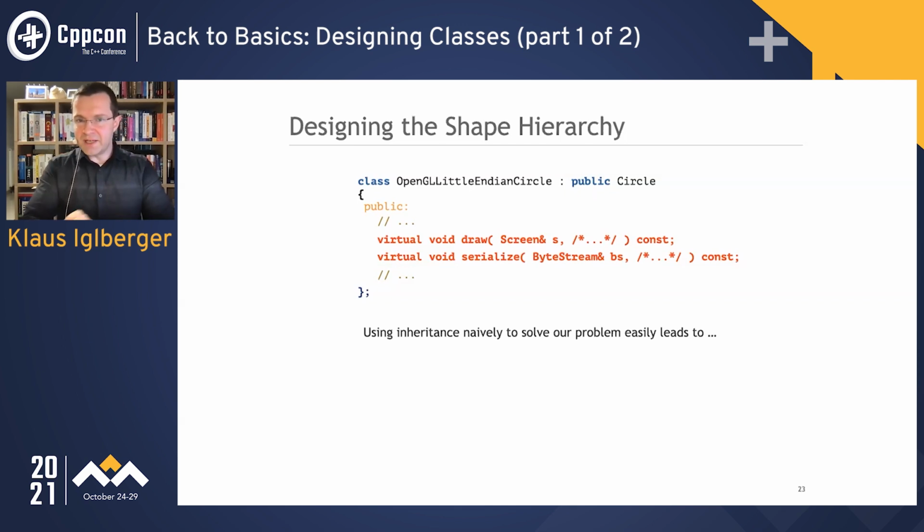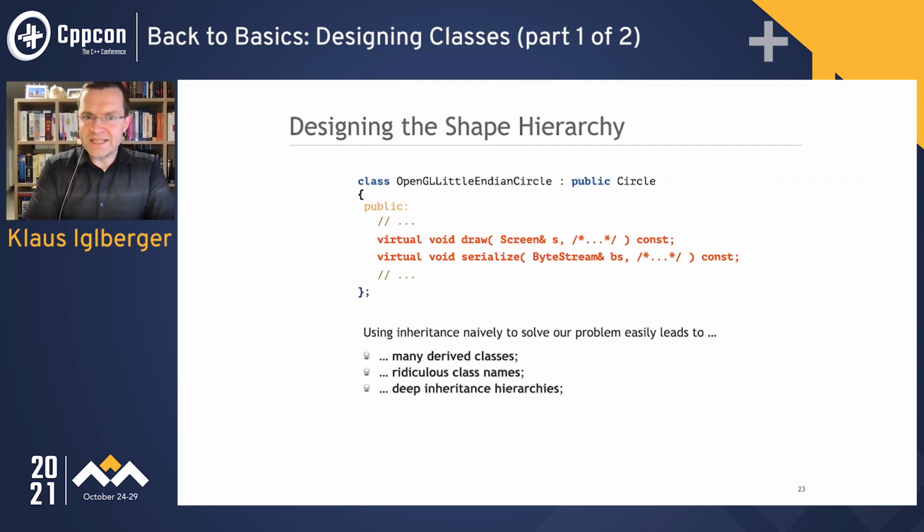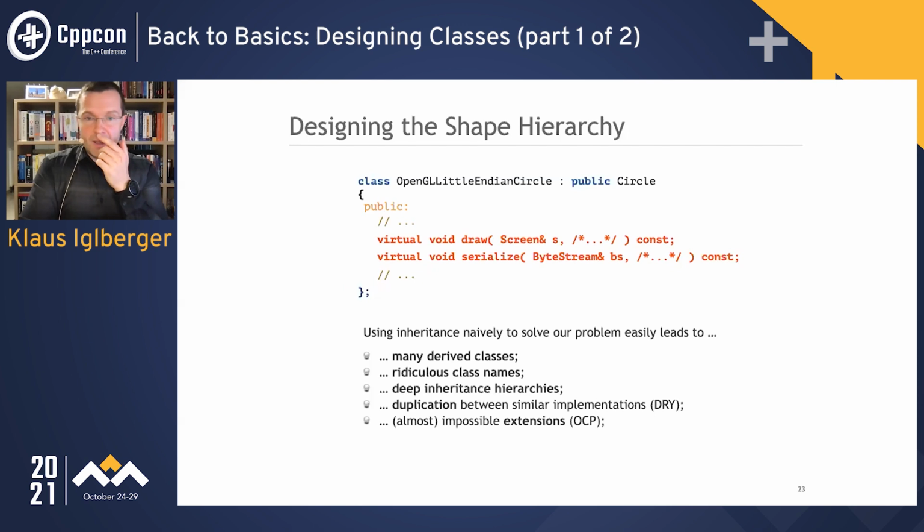So if you use inheritance naively to solve the problem, this very quickly leads to many derived classes. Very quickly, nobody really understands anymore what is happening. And look at the class names alone. Yeah, they're ridiculous. OpenGL little endian circle. There are also very deep inheritance hierarchies. Again, something that is hard to understand, definitely not simple, and definitely not easy to change or easy to extend. And we very quickly introduce duplication. So in other words, it's not fun to maintain anymore.